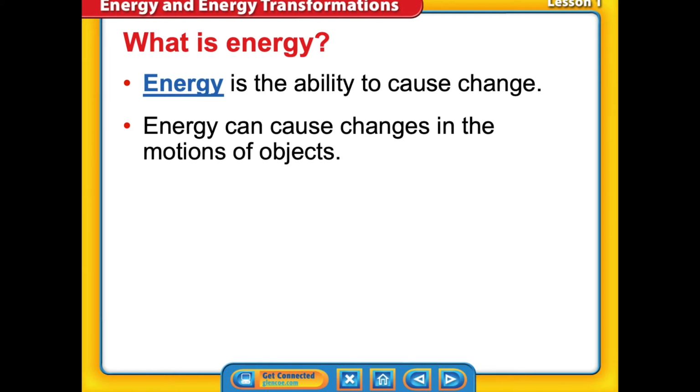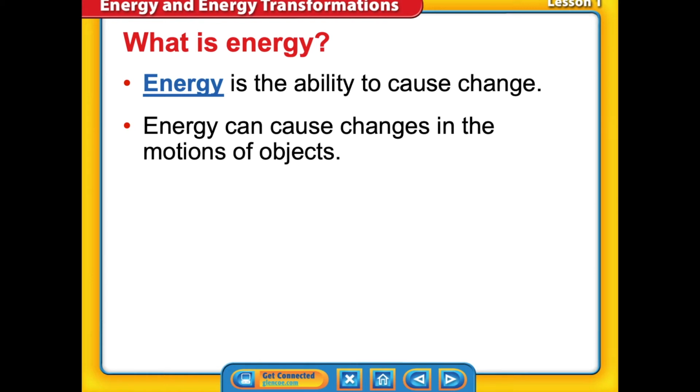To start a car, move a car down a highway, we have to have energy from the engine and the fuel that fuels that engine. So energy can cause the change of motion of objects. If you want to throw a baseball, you have to apply energy to the ball through the muscles of your arms, also the muscles of your legs and your back, to be able to apply energy to the motion of the ball. So energy is the ability to cause change, and these changes can be the changes in the motion of objects.